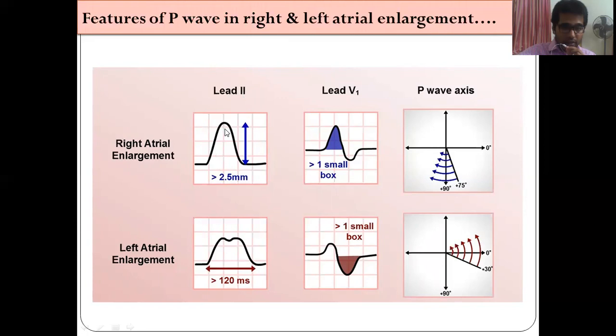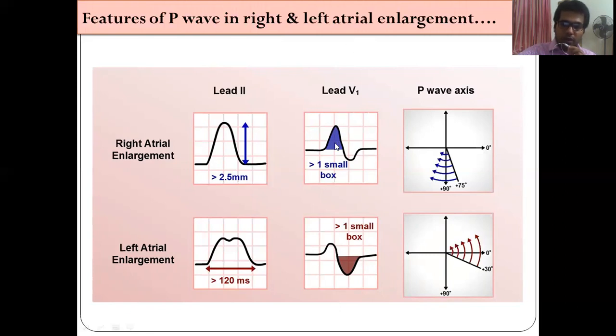Now if this height is more than 2.5 millimeter, or it exceeds 2.5 small boxes, or more than 3 small squares, this is the tall P, and this is called P pulmonale. P pulmonale. Now, what happened in lead V1?